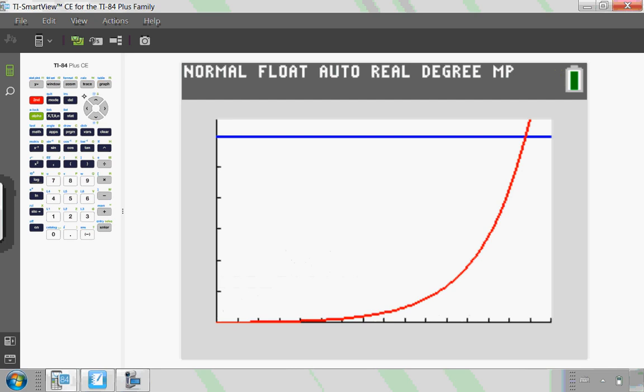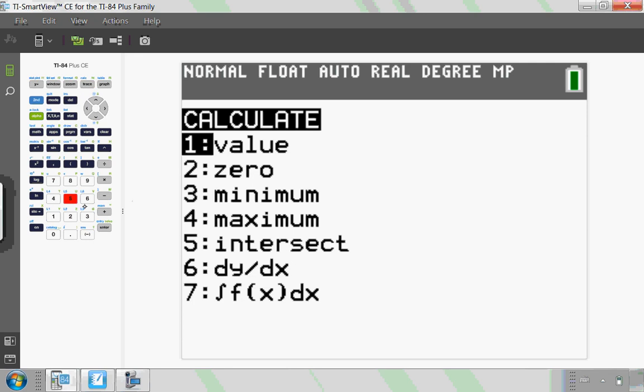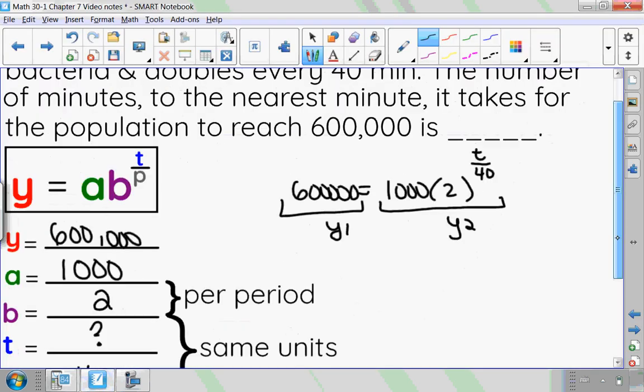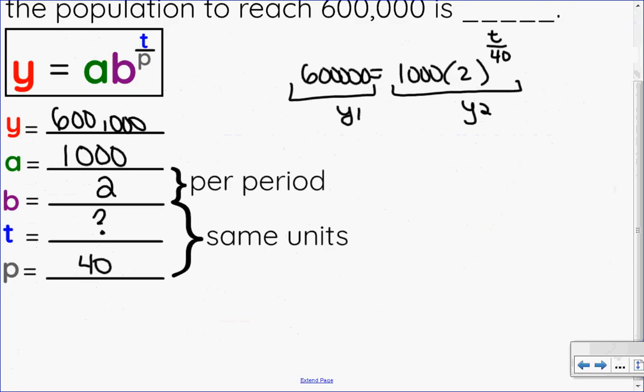So let's calculate. Second, trace, option number 5 for intersect. And then I just press enter 3 times: enter for the first curve, enter for the second curve, and enter to get past guess. And there we have our intersection point. So I can write that in my notes, and then I have to decide how I'm going to round. Okay, so I saw graphically that my intersection point was 369.1525, and of course the 600,000.